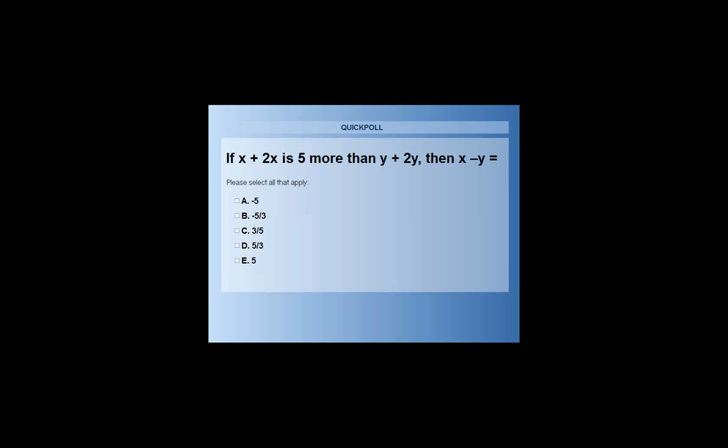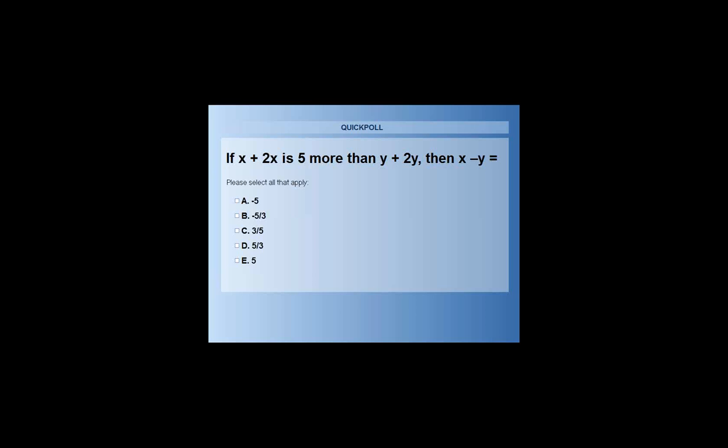This is just an example of a typical SAT math question. So if you've got paper handy, I'm sure it would help, but otherwise, you can just take a guess. The question asks, if x plus 2x is 5 more than y plus 2y, then what does x minus y equal? And in true SAT fashion, we have a multiple choice question, which means they're going to give you the answers. So if you had a lot of time, you could plug every single answer in there and see which one worked.